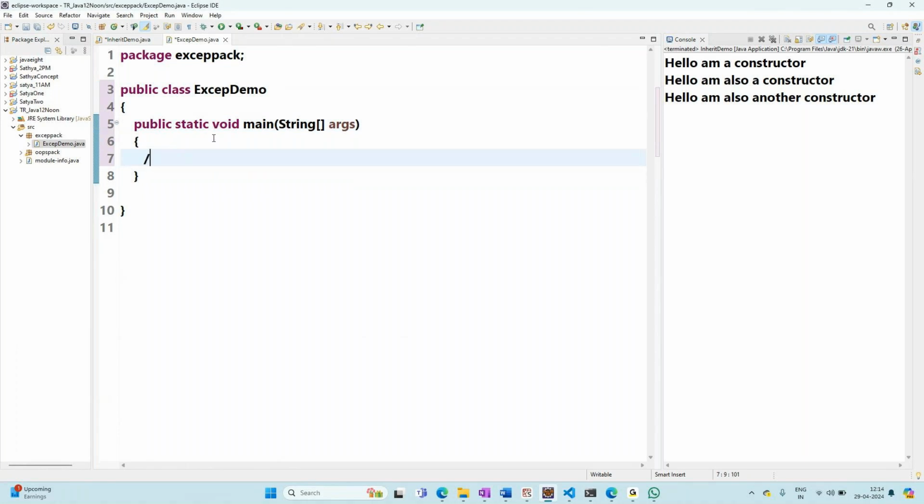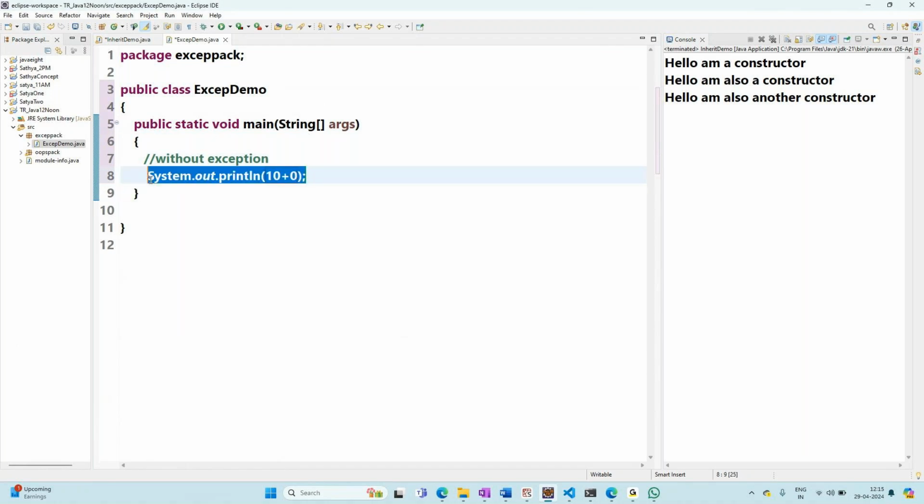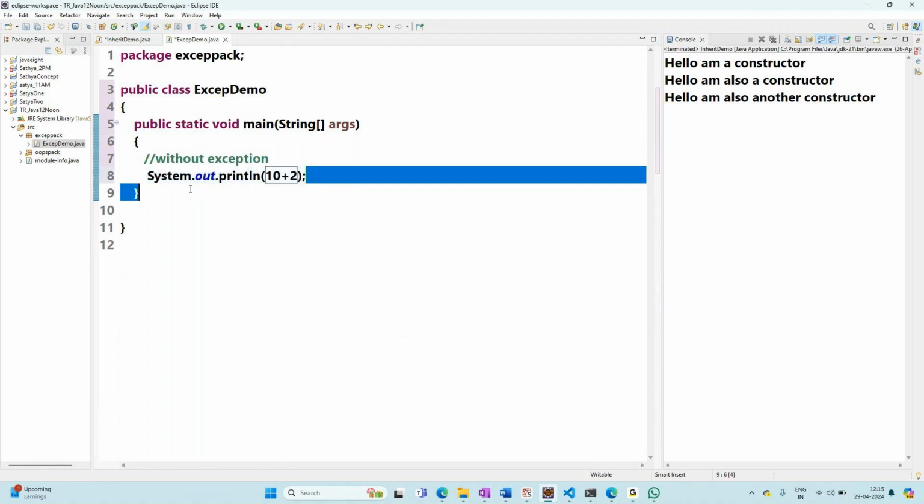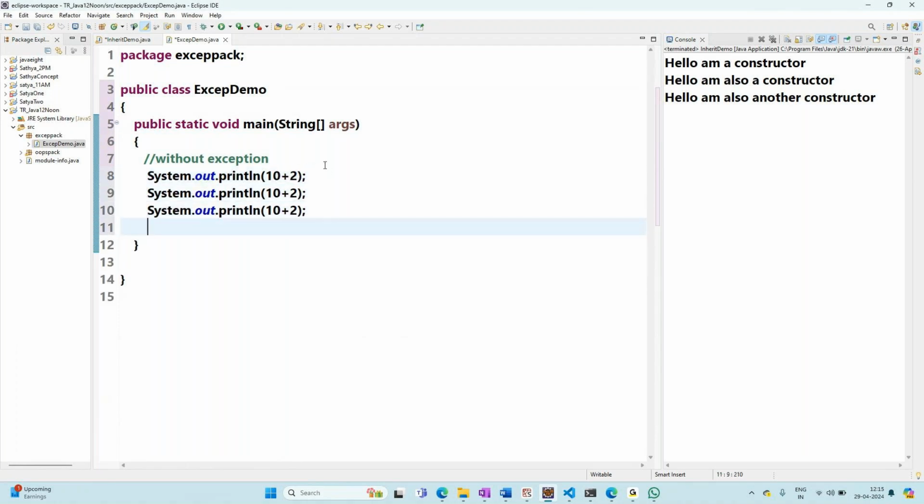So now, without exception, I'll say system.out.println something like 10 plus 2. So 10 plus 2, 10 minus 2, 10 divided by 2, 10 minus 2 again, and then 10 plus 2.